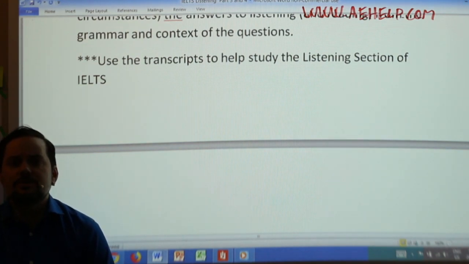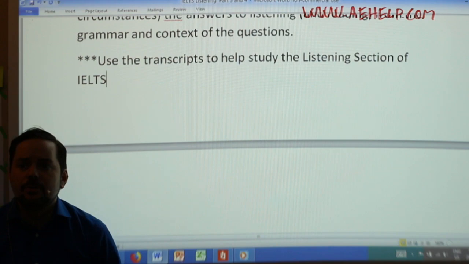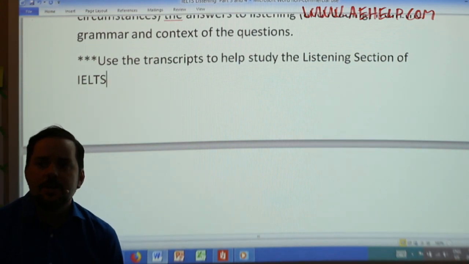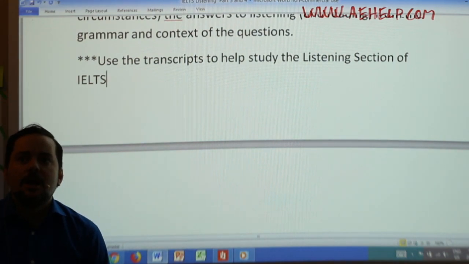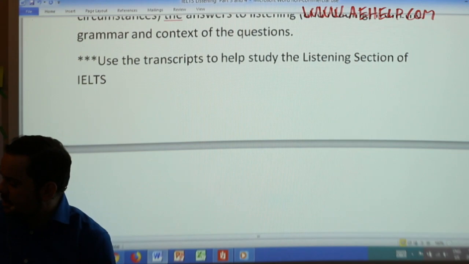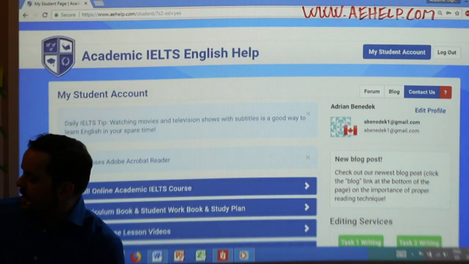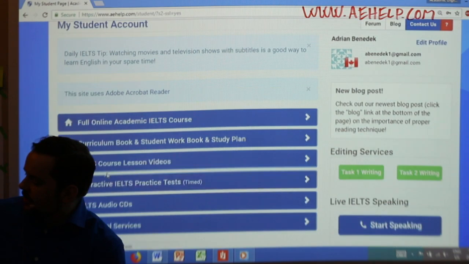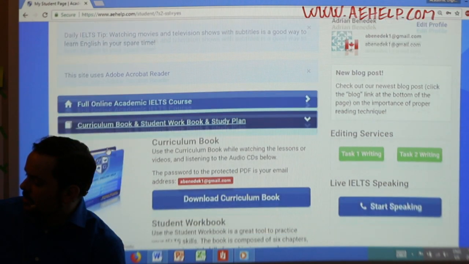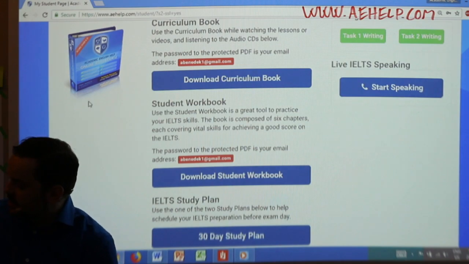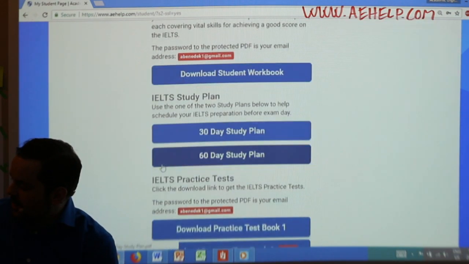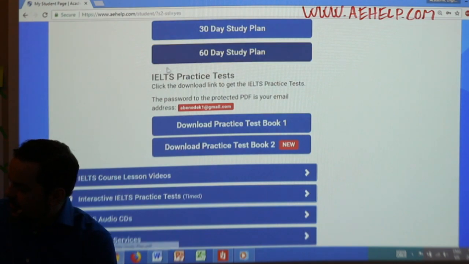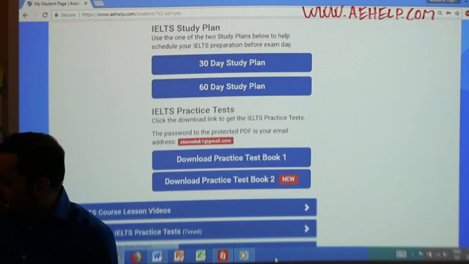So yes, the transcripts are the script, so the written conversation or lecture audio. It can be very useful for studying for the listening section. On our website, we include that. So this is our website here, and you have the books here that we were looking at for these listening questions and answers. So you can download our books. Our books contain the transcripts also, and they actually show you where the answers are coming from. They're highlighted.